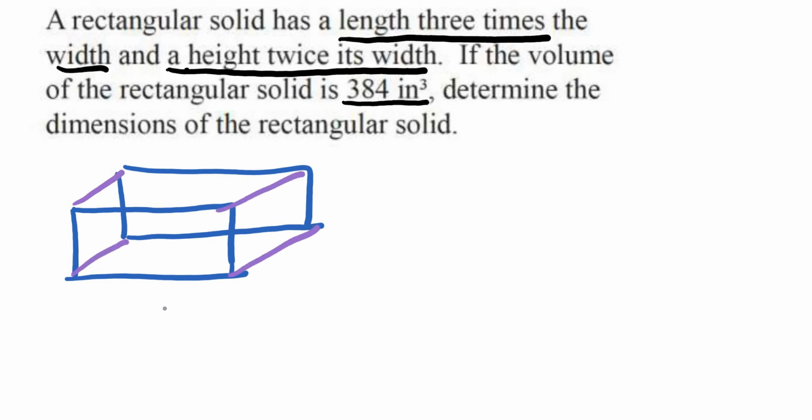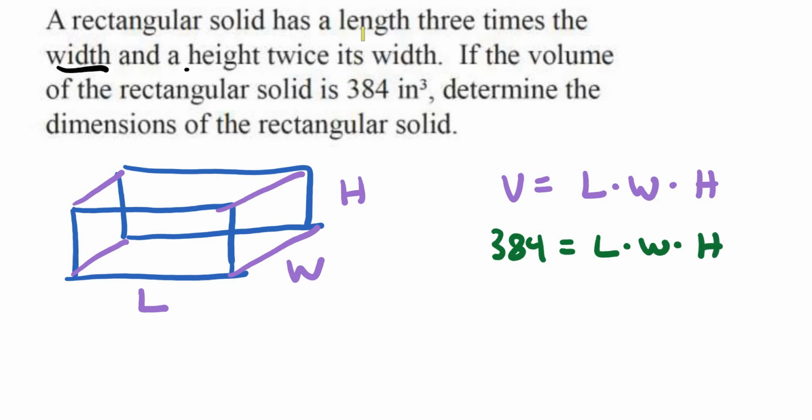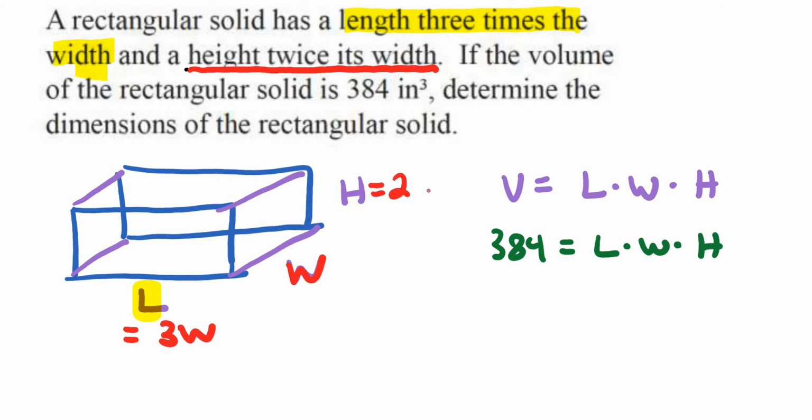All right, so I have my length here, I have my width here, and I have my height. Okay, so I know the volume is going to be length times width times the height, and the volume in this case is 384, right? So 384 equals the length times the width times the height. Okay, great. Let's go ahead and fill in the extras now. So the length is 3 times the width. So if the width is W, then the length is going to be 3W. And the height is twice its width, right? So if the width is W, then the height is twice that, which is 2W.